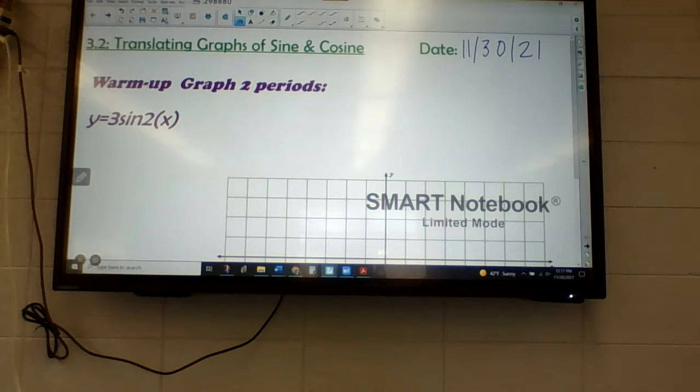Okay, so the warm-up question, guys, is asking you to graph 3 times the sine of 2x. So again, similar to what we were doing yesterday. So thinking about what the A is and the B is.